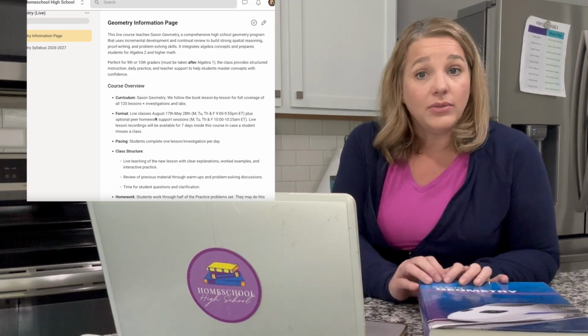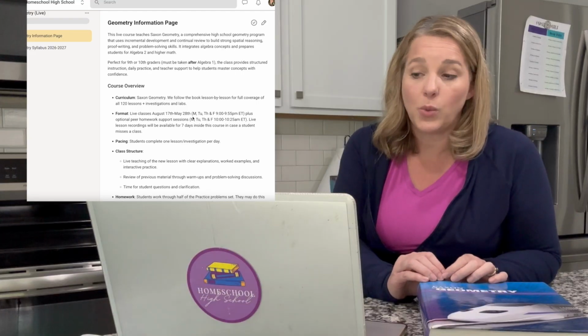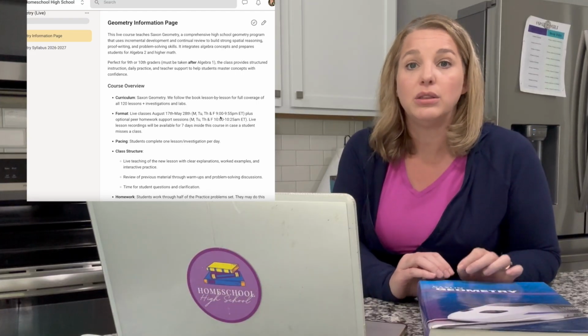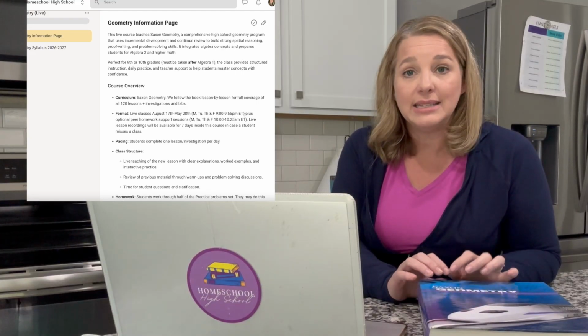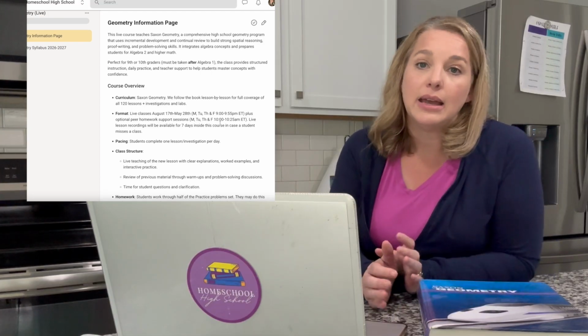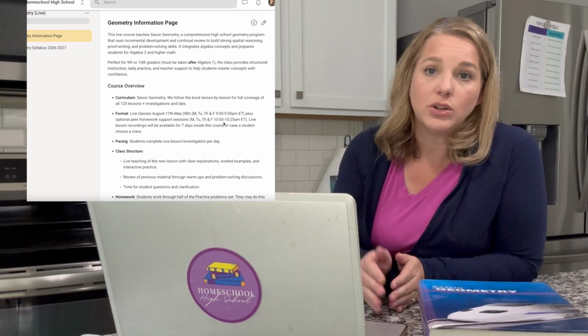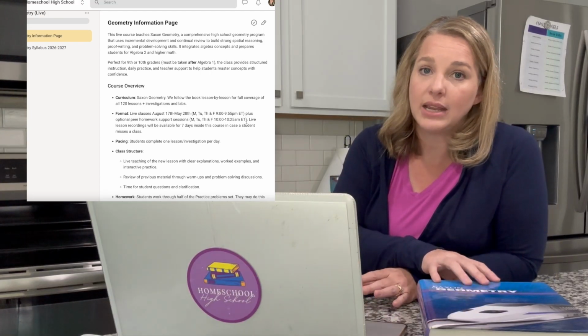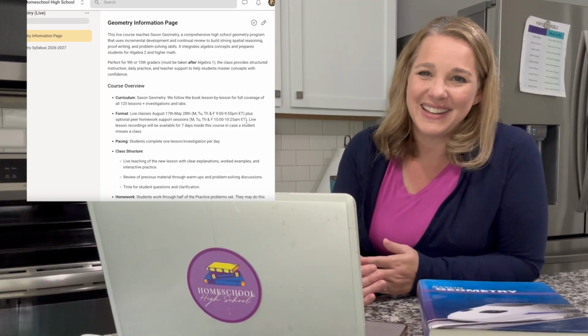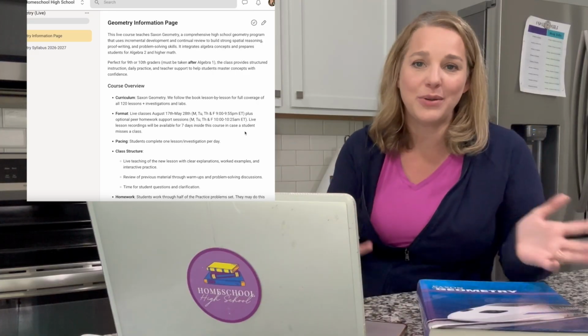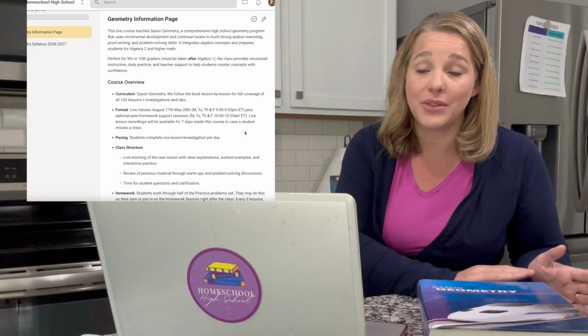We'll be meeting live August 17th through May 28th, Monday, Tuesday, Thursday, Friday, from 9 to 9:55. And then we'll have that optional homework session where students can do the homework together, at least as much as they can get done in that 25-minute session. Then they would be responsible for doing the rest of the homework on their own.